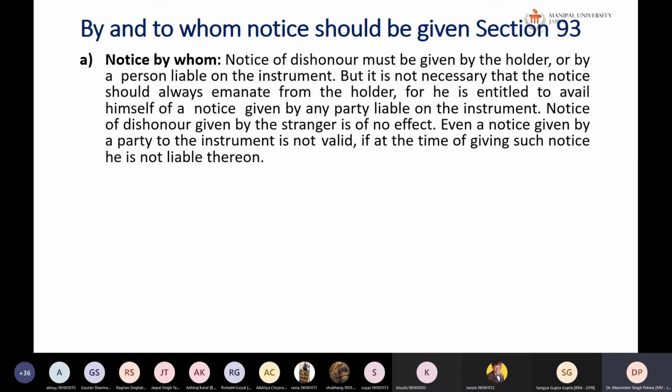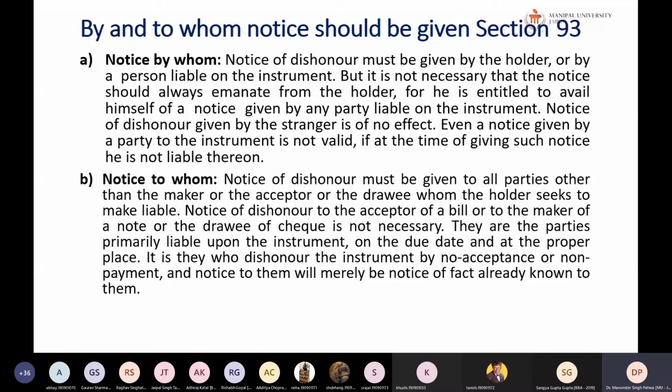Okay, so it is the duty of the endorsee to tell the endorser that the bill has been dishonored, and all the endorsees will report to all the previous endorsers that the bill has been dishonored. This is very, very important because everyone will be a party in that case.